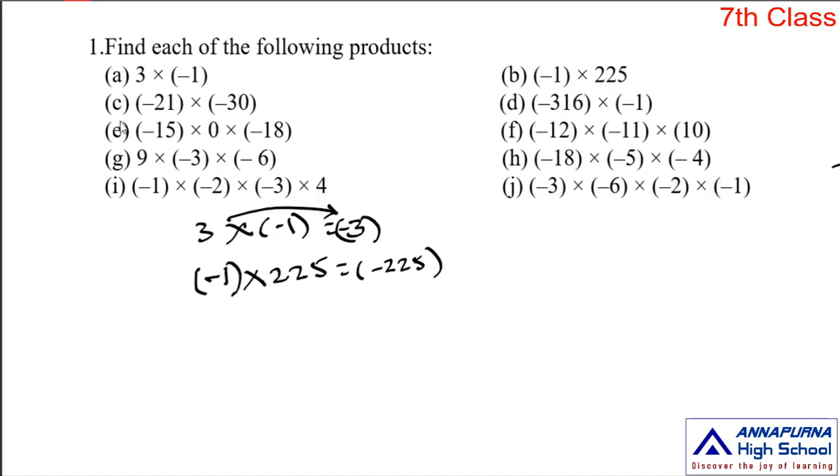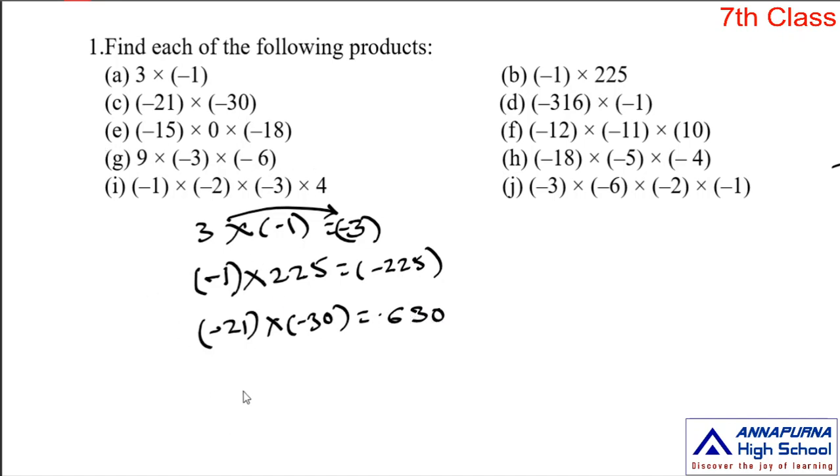Now C. Take minus 21 into minus 30. The product of two negative integers is positive. Usually we omit the plus sign. That means 21 thirties are 630, plus 630. Like that.